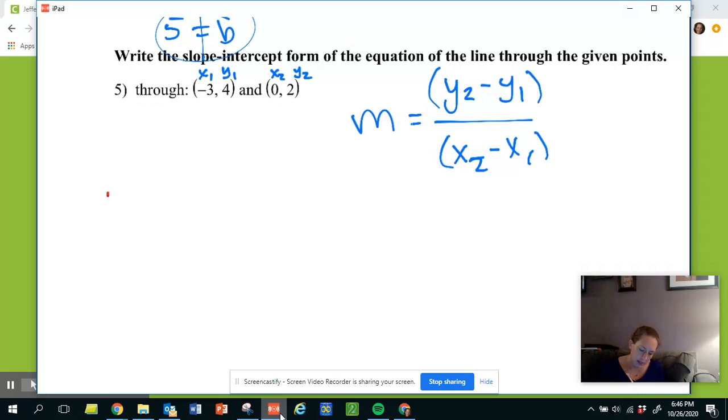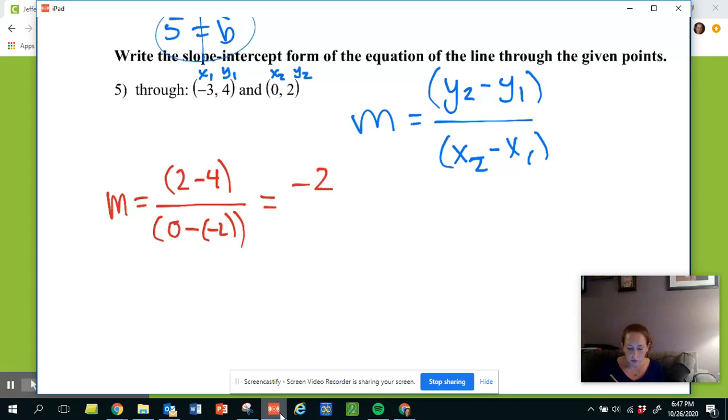So I'm gonna plug this in. I'm gonna subtract my y's on top. So I'll do 2 minus 4. And on the bottom, I'll do 0 minus -2. So 2 minus 4 is going to be -2. 0 minus a negative becomes a plus, so 0 plus 2 is just 2. And -2 divided by 2 is -1.